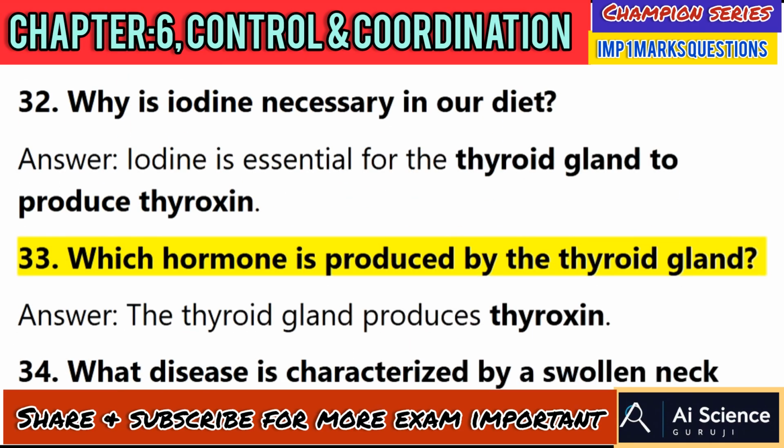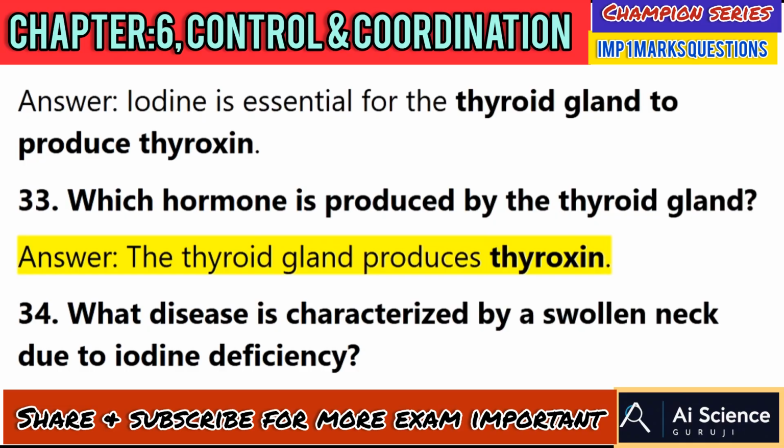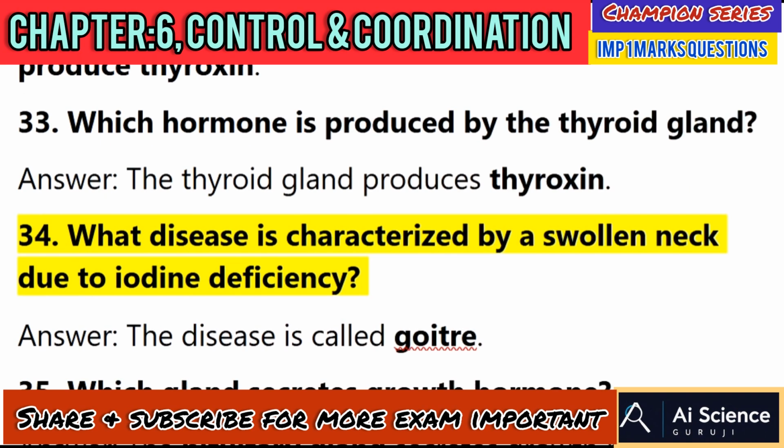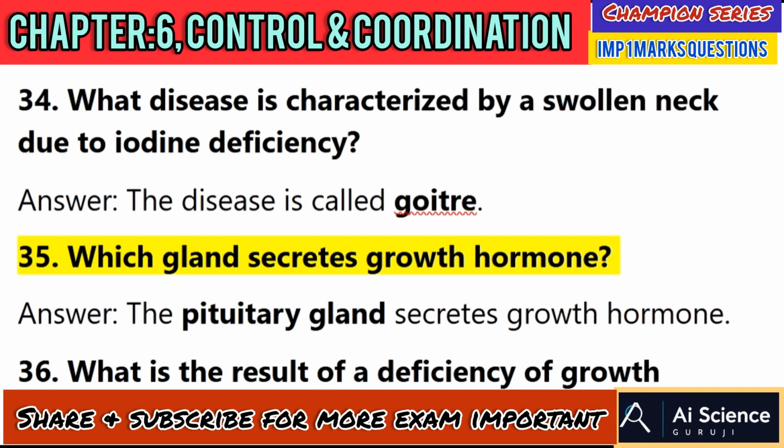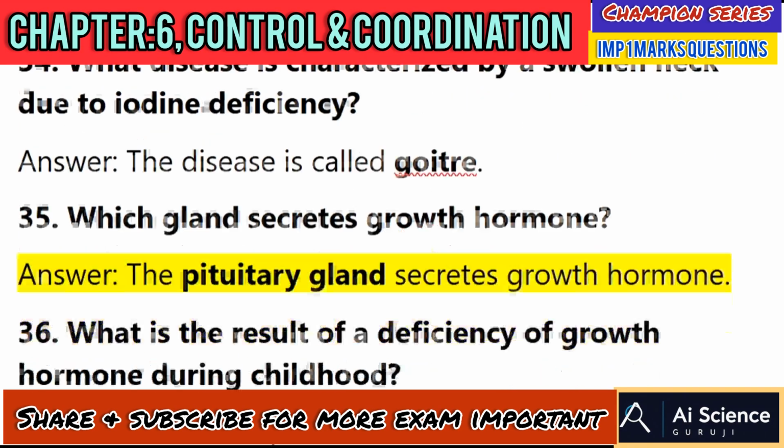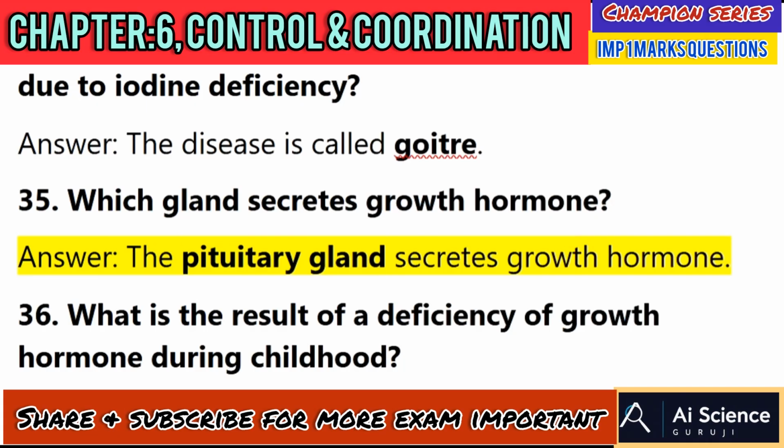33. Which hormone is produced by the thyroid gland? Answer. The thyroid gland produces thyroxine. 34. What disease is characterized by a swollen neck due to iodine deficiency? Answer. The disease is called goiter. 35. Which gland secretes growth hormone? Answer. The pituitary gland secretes growth hormone.